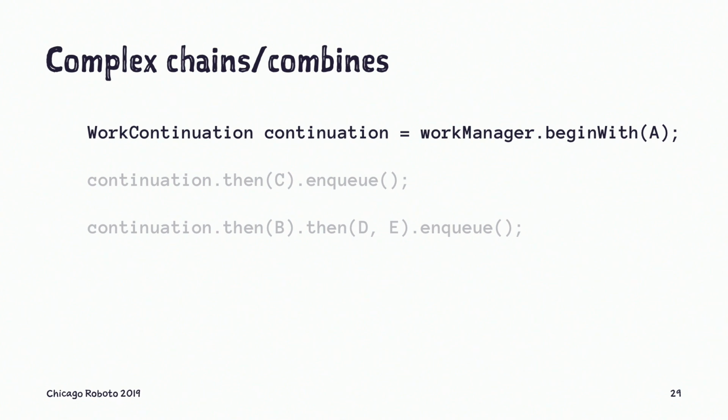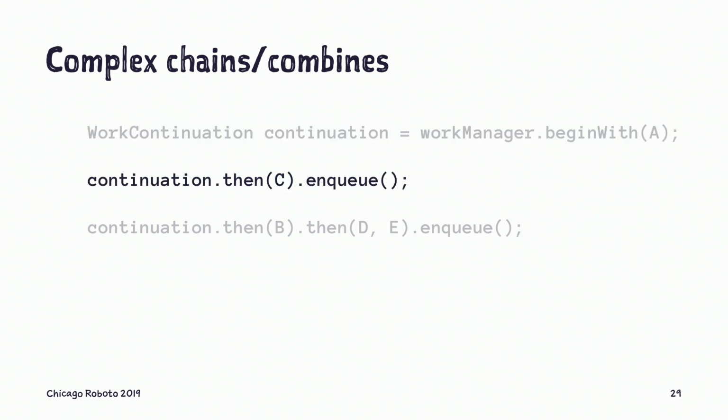You would say WorkManager.begin with A, because A is the only task which you want to run first. And this comes back and gives you something called a work continuation. This is a helper class which lets you chain work together. So every time that you enqueue, before enqueuing a work, this is what the continuation object comes back to you as. So you could keep adding more and more chains of work to this object as we do here.